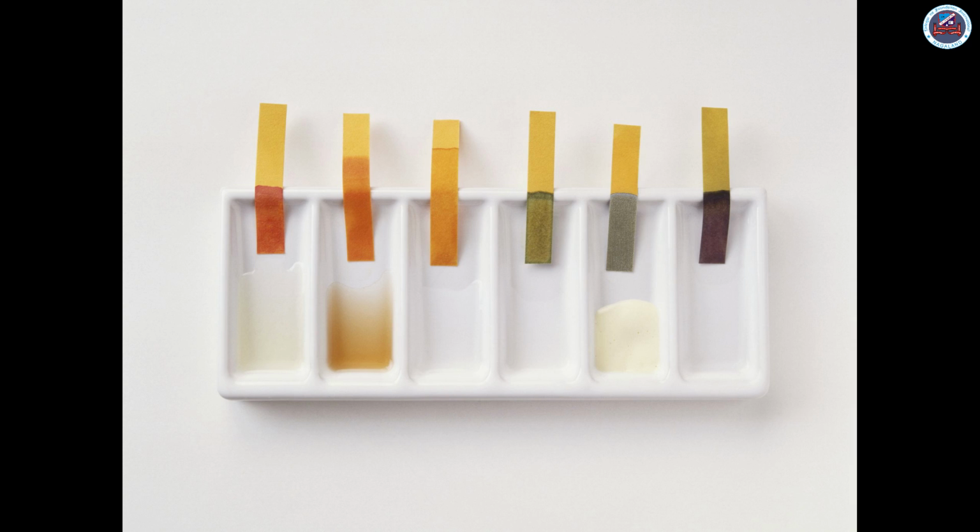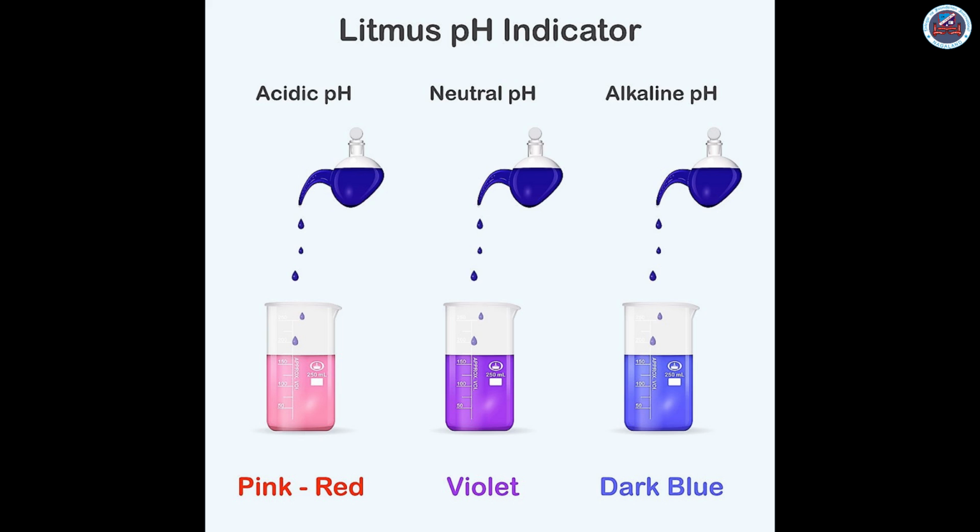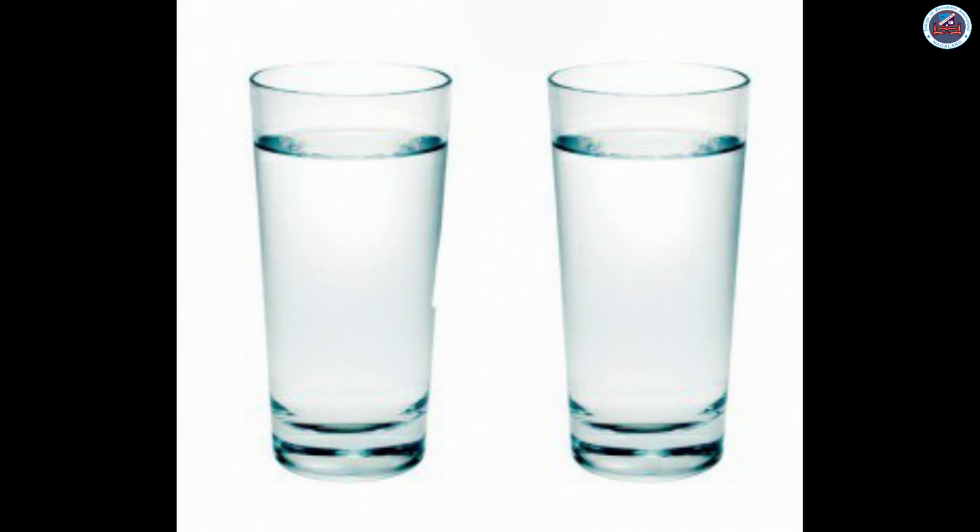Litmus is a very common indicator used in laboratories. Litmus turns red in acids and blue in alkali. It turns purple when it is in a neutral substance. A neutral substance means it is neither acid nor alkali. Water is a neutral substance.